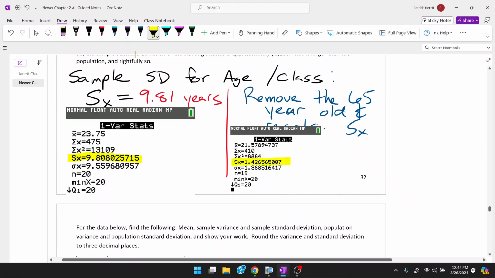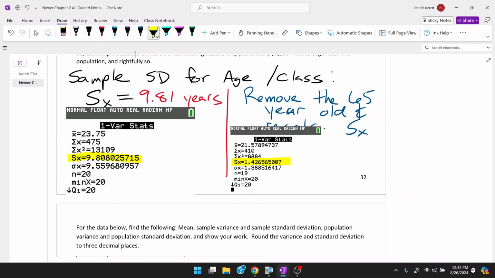One outlier has drastically changed the standard deviation. Remember, the standard deviation is a measure of how spread out the data are. Just removing that 65-year-old, the data are suddenly not nearly as spread out.